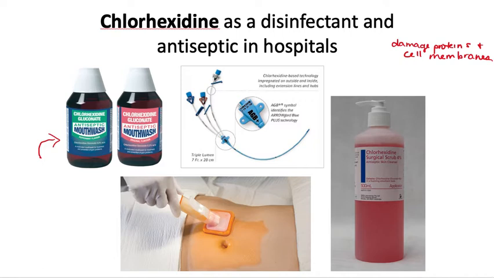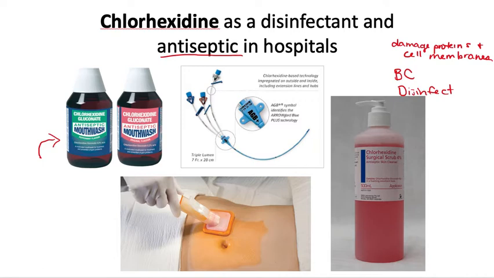Chlorhexidine, I think your book calls it a biguanide. We're not going to learn what type of chemical it is. It's definitely bactericidal. It can be used to disinfect, not sterilize, and it's also used as an antiseptic. So yes to an antiseptic.